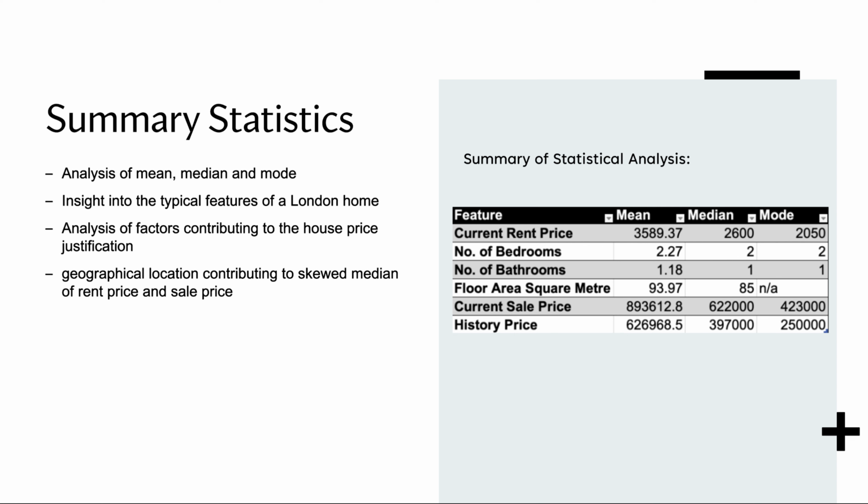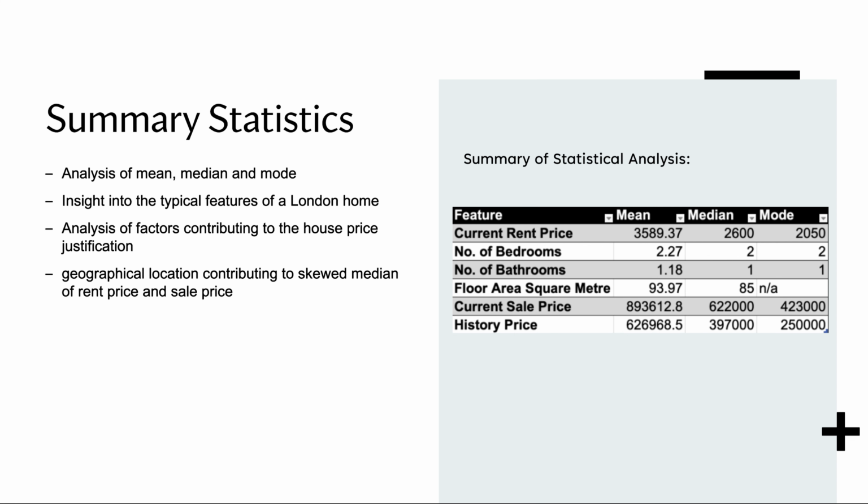When looking at the price points and comparing the mean to the median, however, we can see quite a difference in the price. One factor that may contribute to the skewed data that we are receiving from the mean could be geographical location. This is also supported by previous analysis done, where we saw that certain postcodes were more prone to a faster climb in sale and rent price than other postcodes.